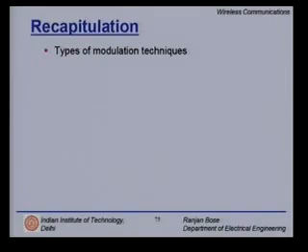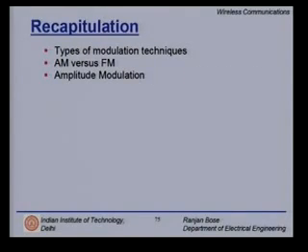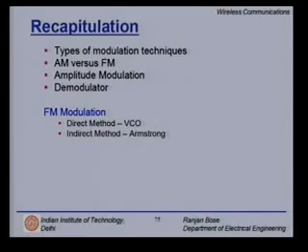So, first, let us summarize what we learnt last time. In the previous classes, we had a peek into the types of modulation techniques specifically for wireless communications. We looked at amplitude modulation versus frequency modulation. Specifically, we dealt with AM, how to generate AM and how to demodulate AM. In the last class, we talked about FM or frequency modulation. We looked at the direct method for generating FM as well as the indirect method.